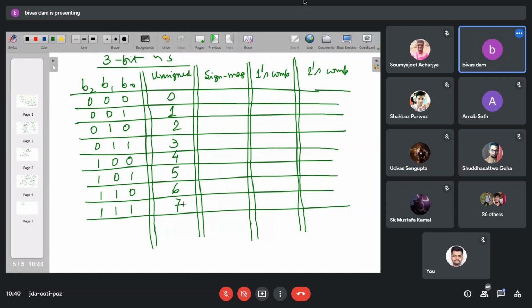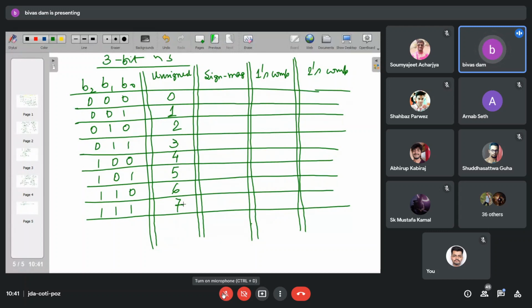Sign magnitude. What does the 000 correspond to? This 3-bit pattern is plus 0. First, you are told that this binary pattern corresponds to one decimal number in the sign magnitude number system.